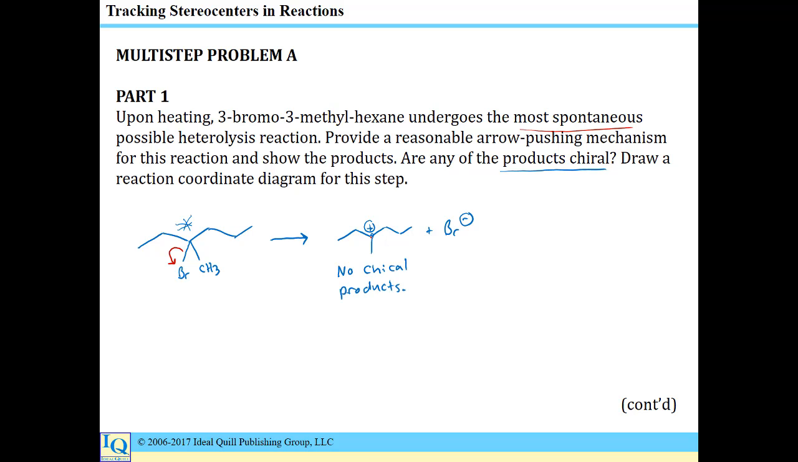And then we are asked to draw a reaction coordinate diagram for the step. If we start by selecting an energy for our reactants, we have to determine whether the products will be more or less stable than those reactants. Well, we started off with a neutral compound and we got two ionic compounds. That should be much higher in energy for the products than we had for the reactants.